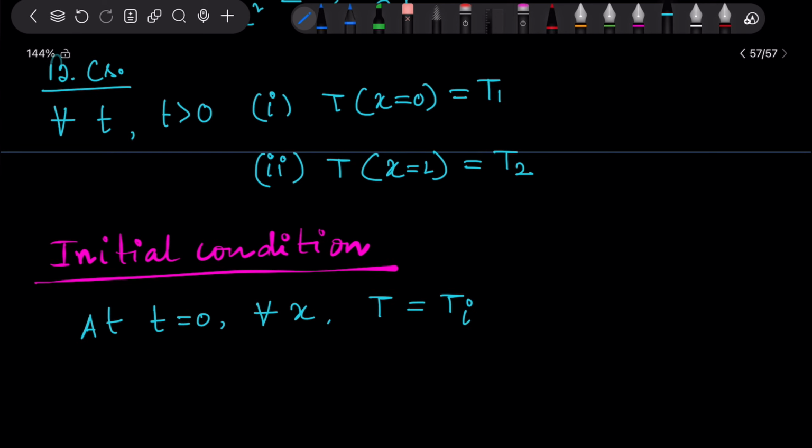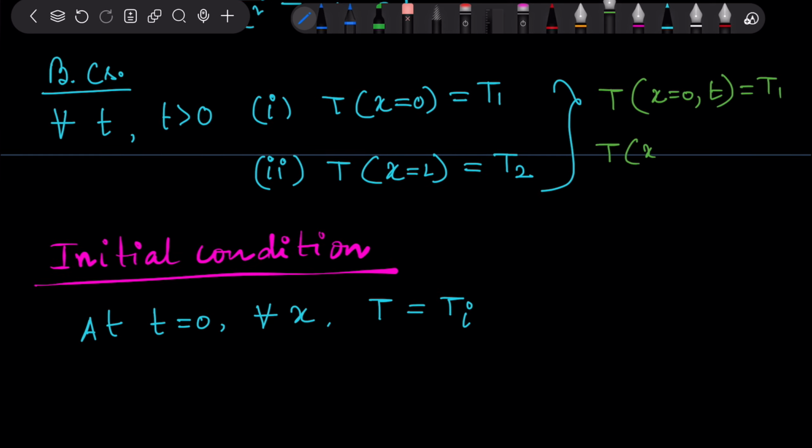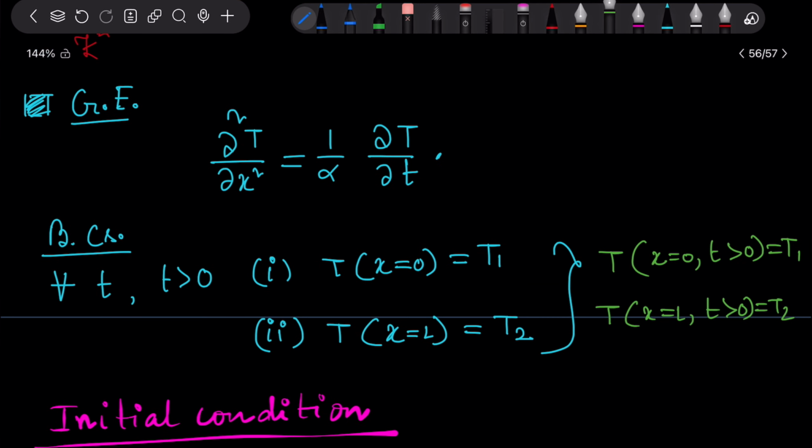I could have written this boundary condition as T at x equal to 0, for t greater than 0, is equal to T1, and T at x equal to L, for t greater than 0, is equal to T2. It is the same description in a different representation. Also I could have written this one as, at all x and t equal to 0, T is equal to Ti. So you must learn all the representations.